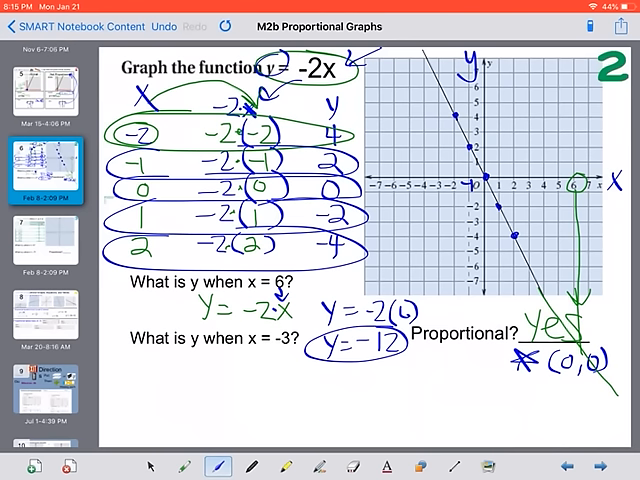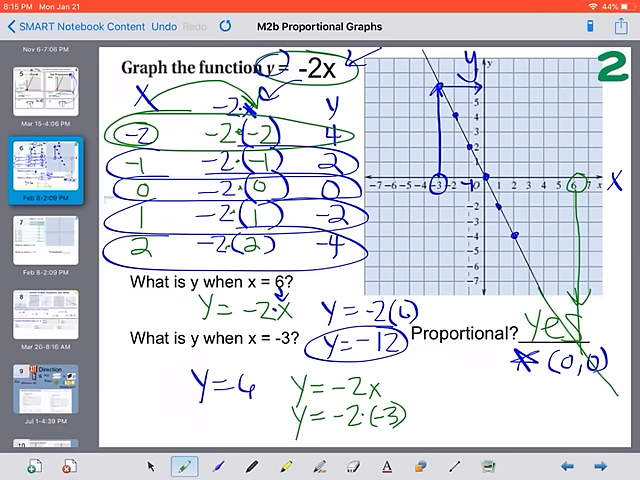Then, what is y when x is negative 3? Well, we can actually look at our graph and see right here that it would cross when y is 6. Or you can use your same equation, y equals negative 2x, but instead of x, we can plug in a negative 3. Negative 2 times negative 3 does make a positive 6. So that's how you can use your graph as well. When x is negative 3, we followed it to the line. y is 6.